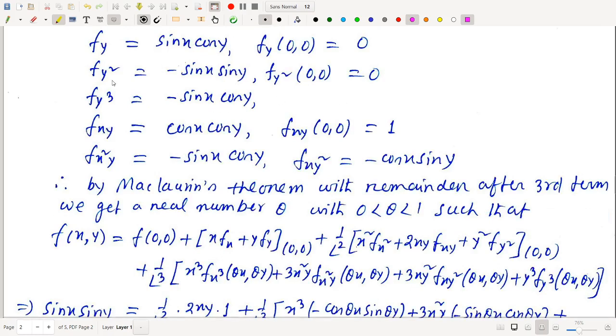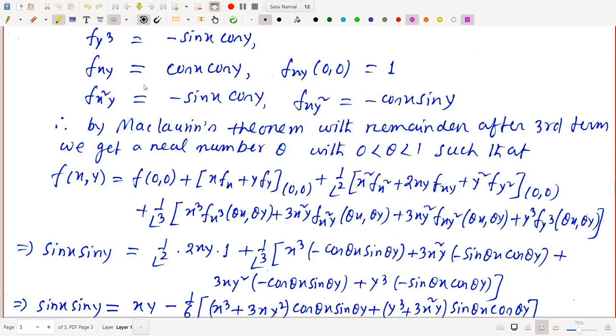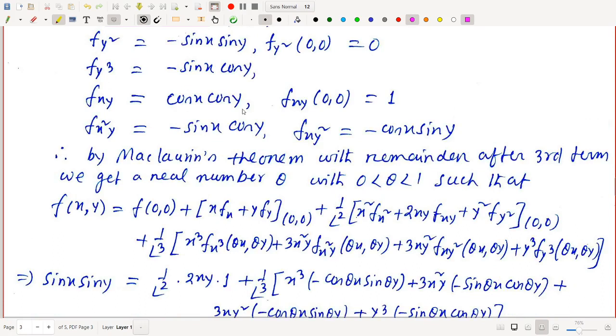Then fxy means the fy line differentiated with respect to x: the derivative of sin x is cos x, with y constant, so it is cos x cos y. Now we have got a non-zero term, since cos 0 is 1. Then fx square y means differentiating this again with respect to x, it will be minus sin x, y constant, so at the origin it is 0, but we don't need the derivative at the origin for third order derivatives. Similarly fxy square means differentiating the fx line with respect to y, cos y will become minus sin y.